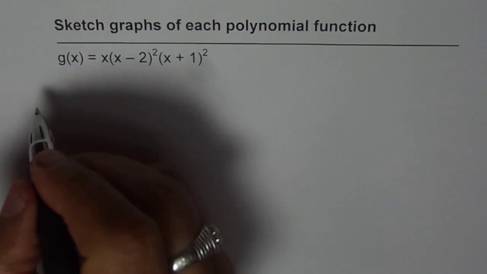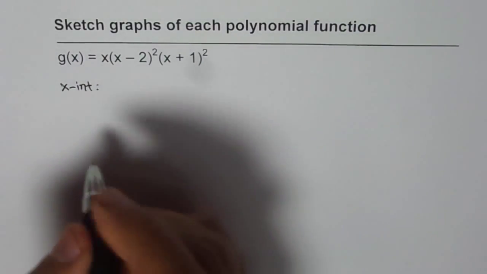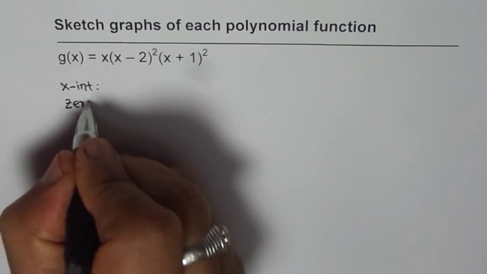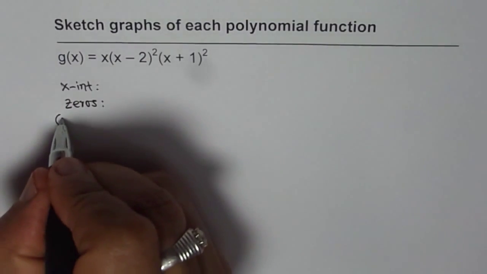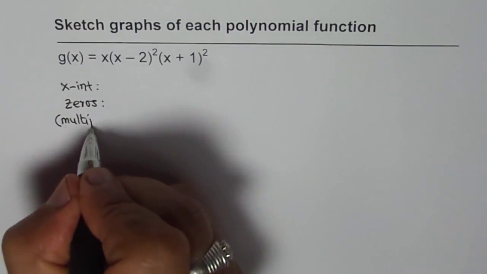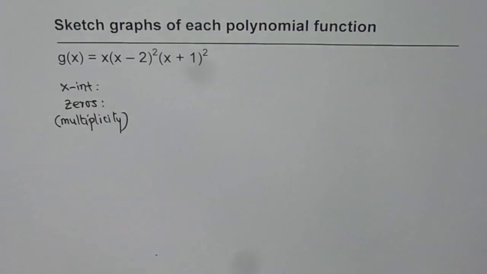First, let's begin with the x-intercepts. So what are the x-intercepts? These are actually our zeros, right? When we talk about zeros, we should also talk about multiplicity. These are critical things to consider before sketching.